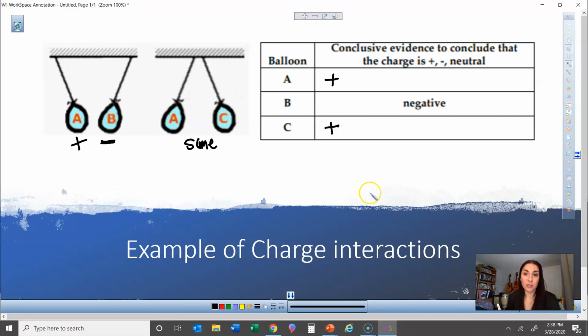So these can get tricky. You have a few in your homework, I believe, and you'll have a few on your exam. So be ready for the more interactive interaction of charges type question.